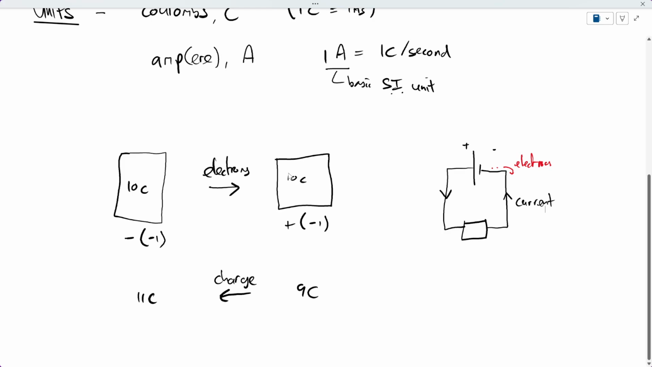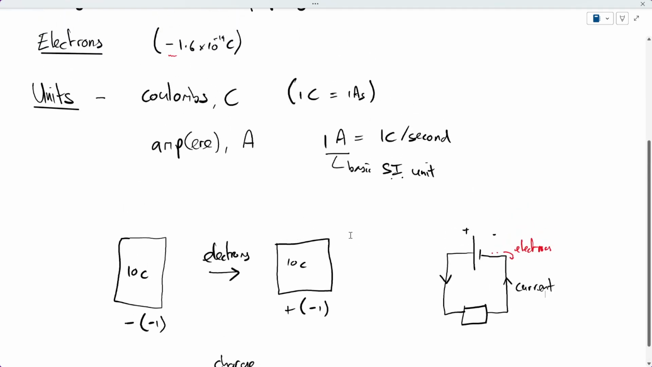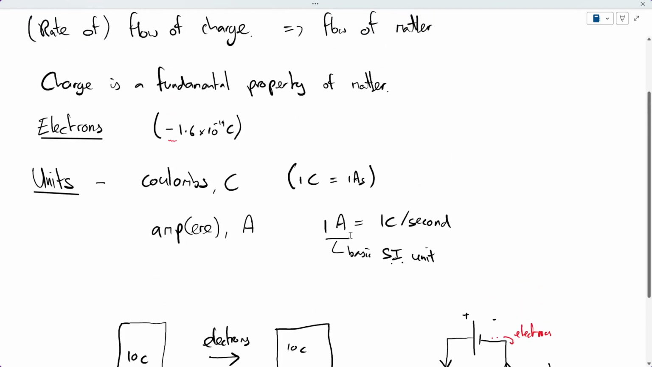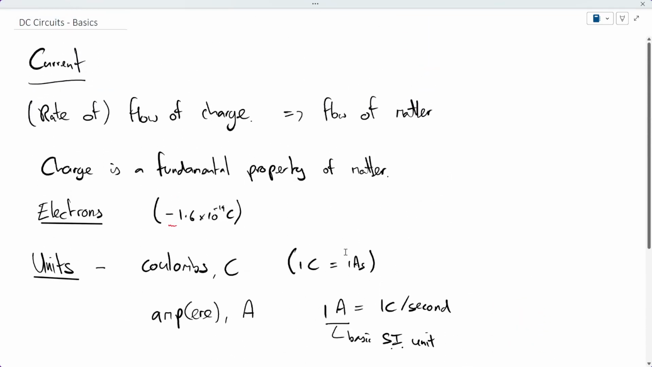And that's it for current. Those are the basics that we need to be well locked in, so that we can talk about the more complex aspects of DC circuits.